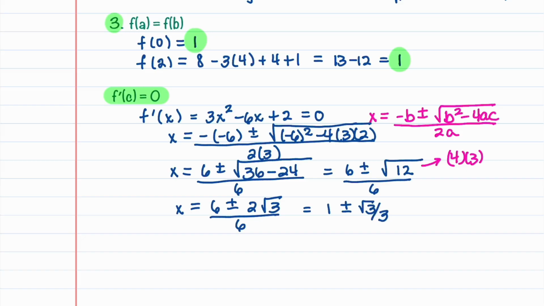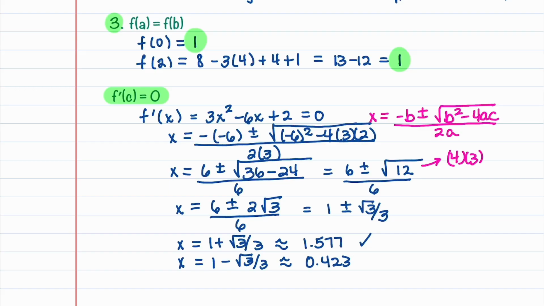Now what we have to do is we have to determine if these points are in our interval from 0 to 2. Let's look at these individually. The first one is x is 1 plus root 3 over 3. Putting that into our calculator, we get approximately 1.577. That is between 0 and 2, so that one will work. Now let's look at the second one. X is 1 minus root 3 over 3. That is approximately 0.423. So that one also works. It is between 0 and 2.